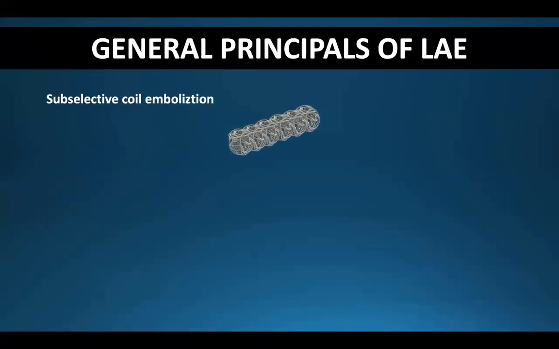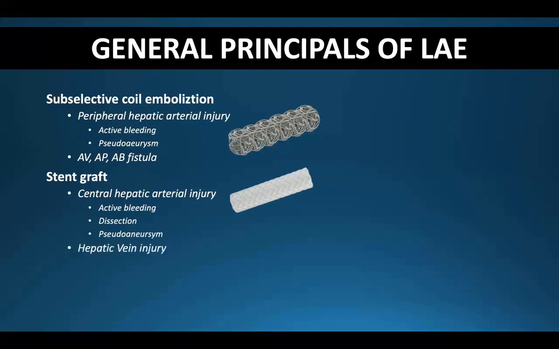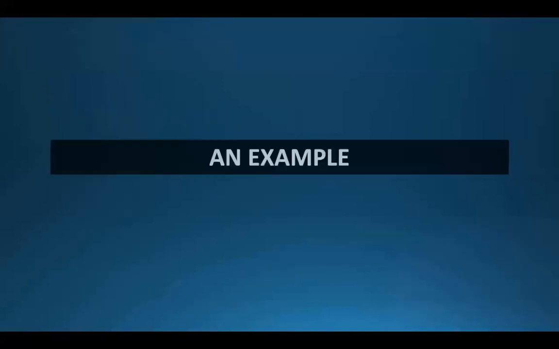We would use coil embolizations in a subselective fashion for peripheral hepatic artery injury, like active bleeding, pseudoaneurysm, or fistula. We would use a stent graft in a more central arterial injury, like active bleeding, dissection, pseudoaneurysm, so proper hepatic, common hepatic. And in hepatic vein injury, we can also embolize, but if possible, we would deploy a covered stent. And for biliary interventions, we use a drain, PTHC for bile leak, or percutaneous drains for biloma.